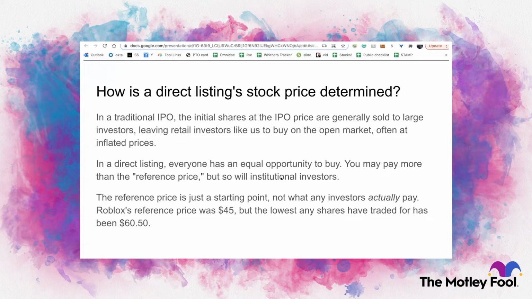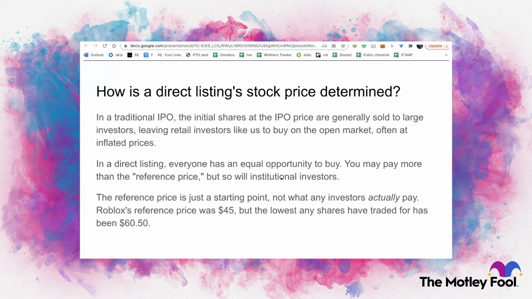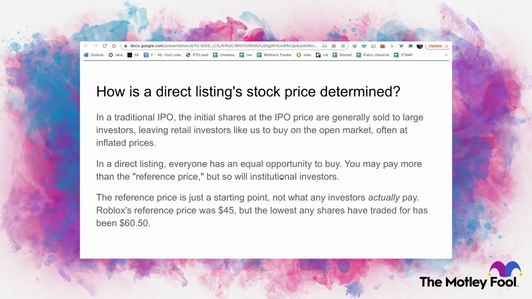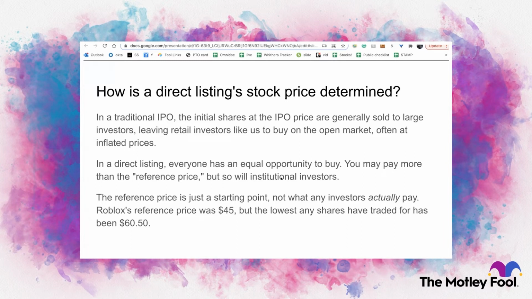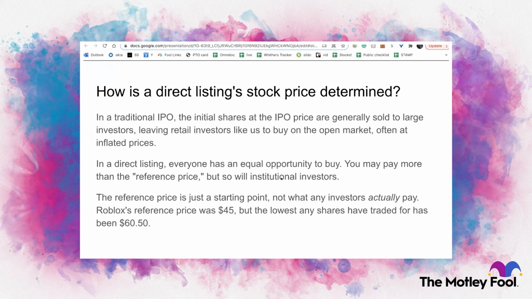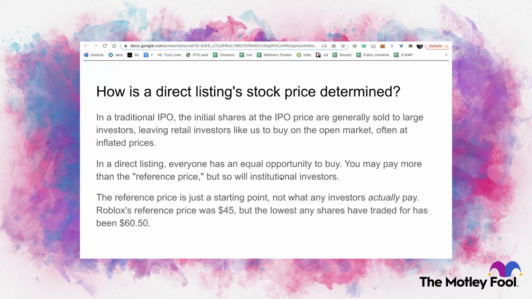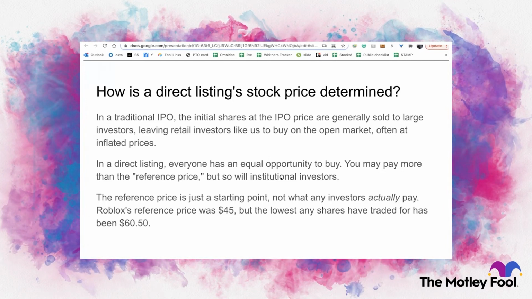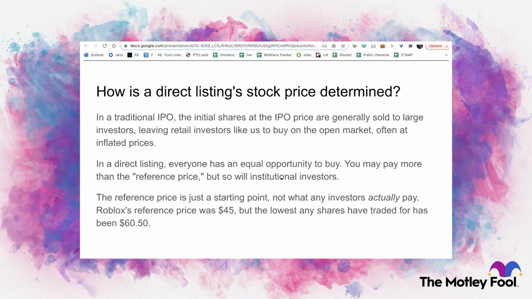Usually it's loosely based on what the company shares have been trading for on the secondary market, or the valuation companies used last time they fundraised, things like that. It's not what any investors actually pay, including the big investors. Roblox's reference price was $45. As Brian mentioned, the shares are trading for a whole lot more than that right now.